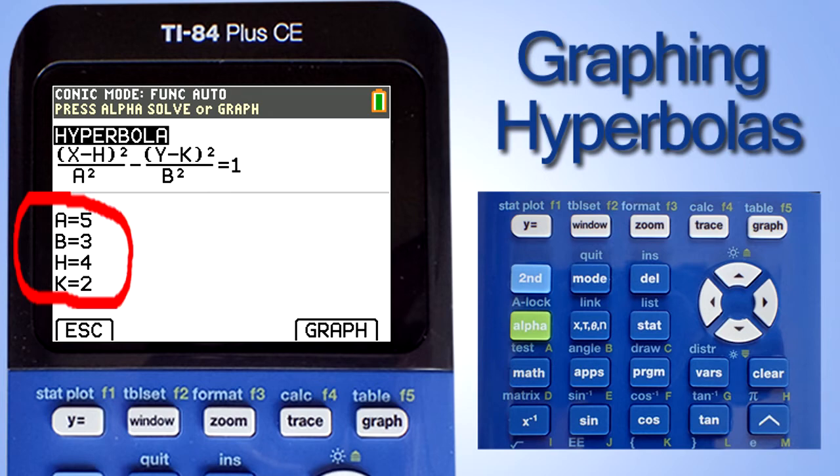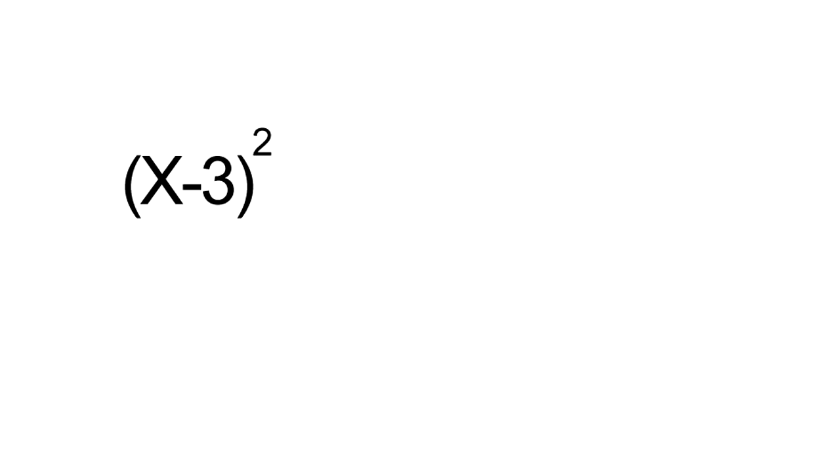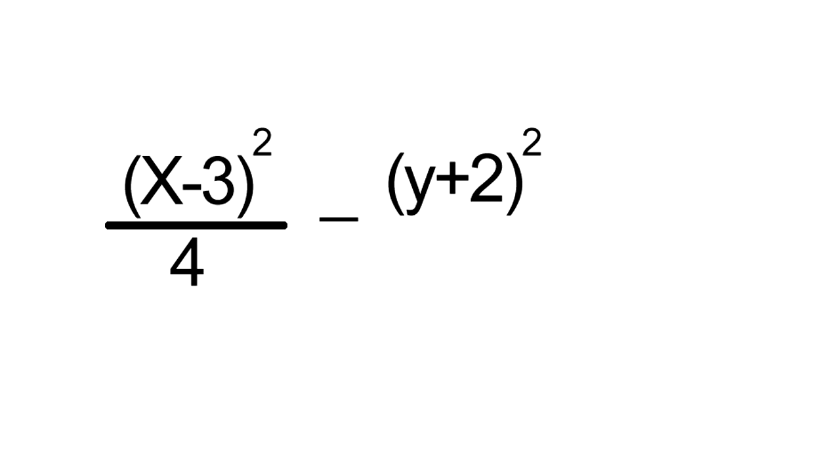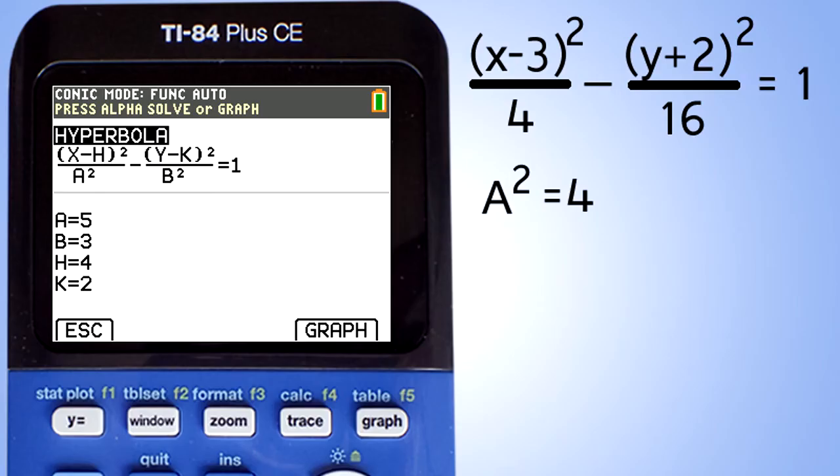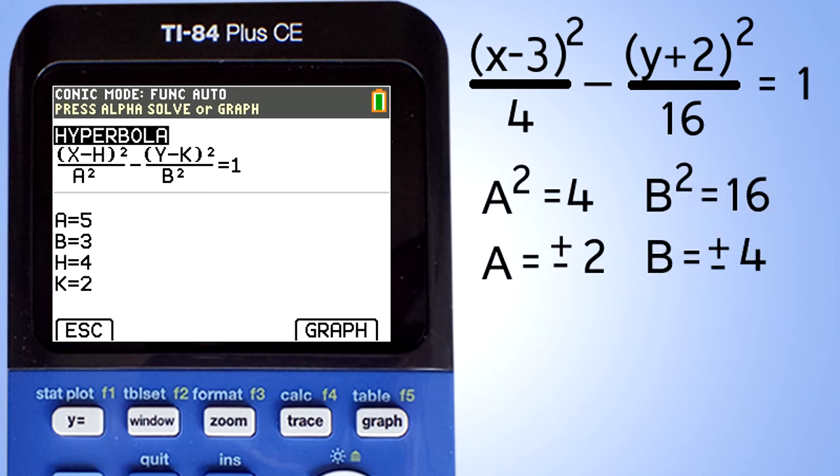For our equation, we will use (x minus 3) squared divided by 4 minus (y plus 2) squared divided by 16 equals 1. Thus, A squared equals 4. Take the square root of each side. A equals plus or minus 2. B squared equals 16. Take the square root of each side. B equals plus or minus 4. H equals 3, and K equals negative 2.